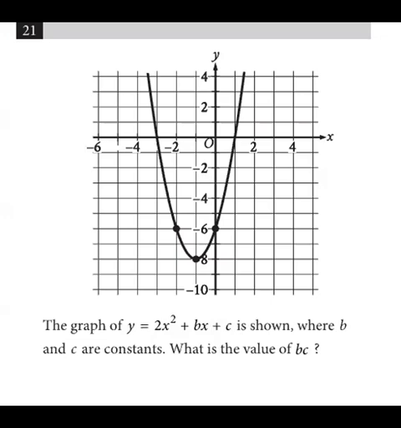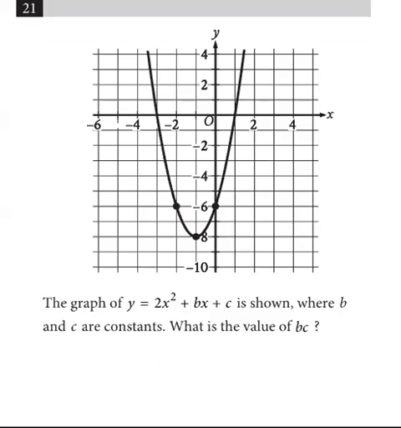Okay, so for question 21, we're given a graph. We're asked what is the value of BC. Well, we need to find both the value of B and the value of C for that. So first thing we can do is we know this point is at y equals 0 and x equals negative 6. So we have negative 6 is equal to, we plug in 0 for x. So negative 6 is equal to C. So now we have C because x is 0. So both of these terms become 0. And then we can plug in a different point.